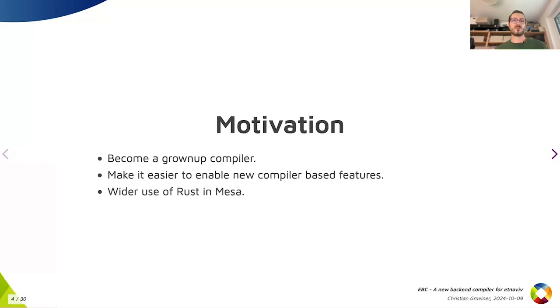I want a grown-up compiler. There are many ready-to-use NIR passes that are a lot easier to work with if there is a backend IR and a real backend compiler. Sure, it might be possible to do the same with the current one, but that needs a lot of duct tape.